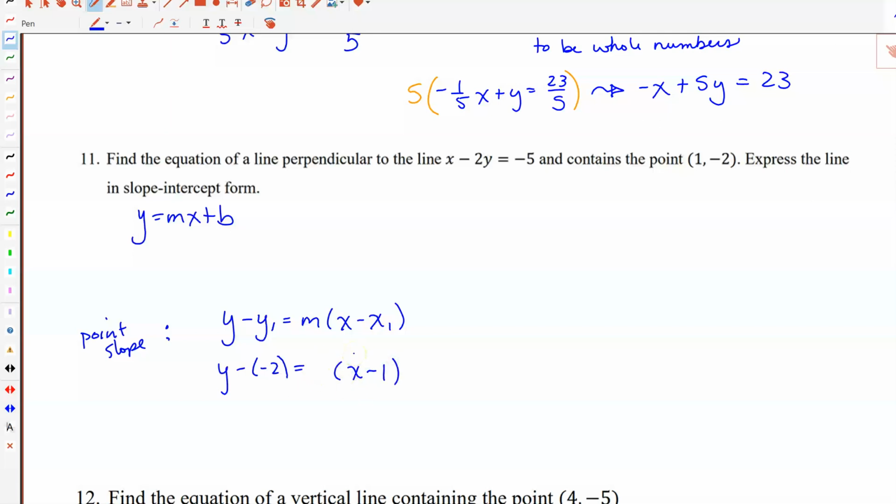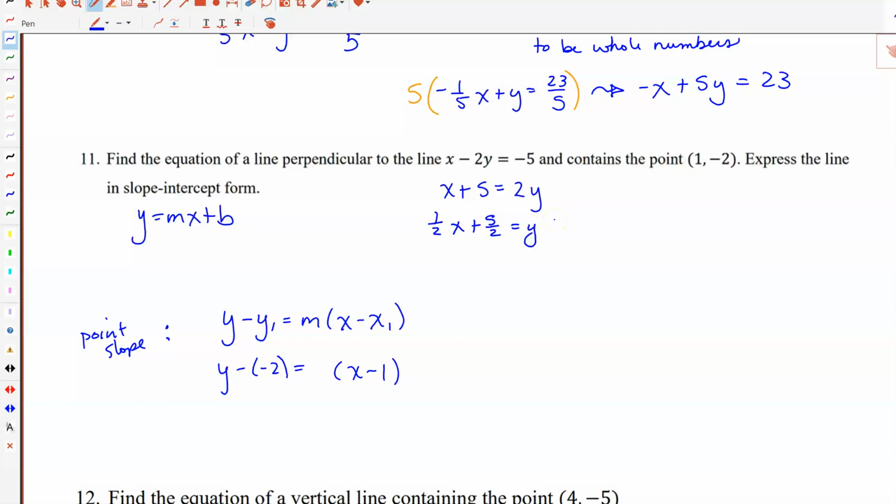But I was told I'm perpendicular to this line. So if I can find the slope of this line, so to find its slope, let's go ahead and solve it for y. So I'm going to get the y variable by itself. So as opposed to x minus 2y is equal to -5, I'm going to have x plus 5 is equal to 2y, and then dividing everybody by 2, I get 1/2 x plus 5/2 is equal to y.